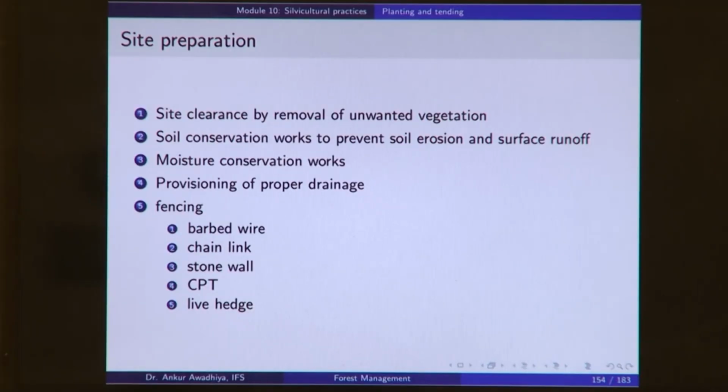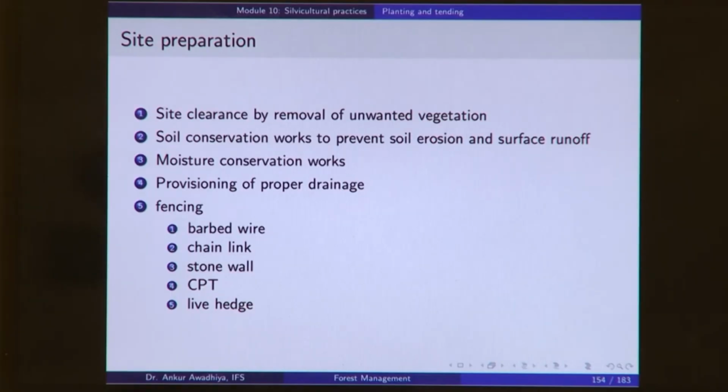So, probably your site is full of an invasive species such as lantana, or probably your site has certain species that are not useful from a timber point of view and you want to generate a plantation, or probably your site has certain trees that are very diseased trees. So, in the site preparation phase, you will be removing all of this vegetation and clearing up your site so that the planting operation can begin.